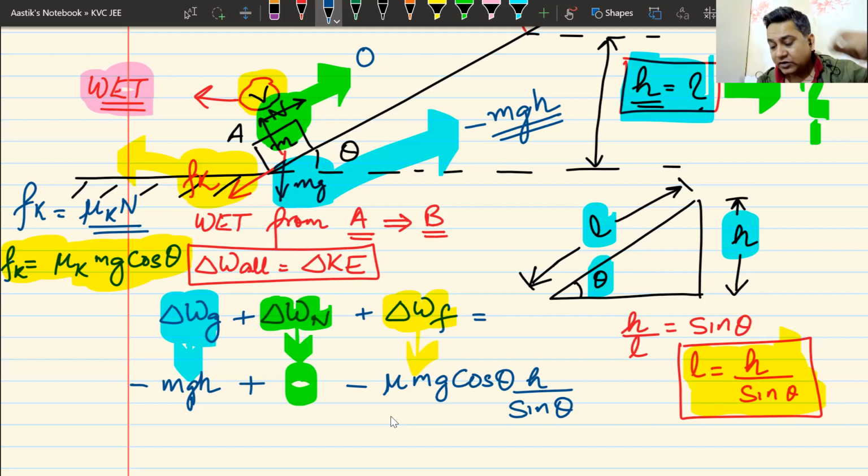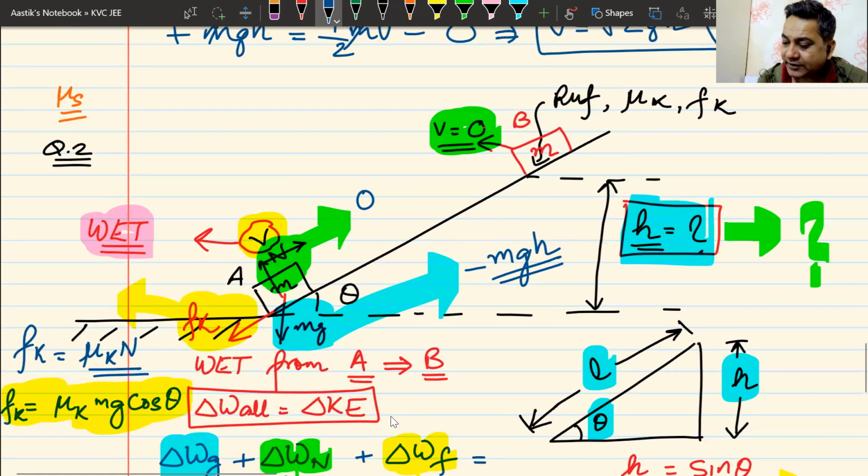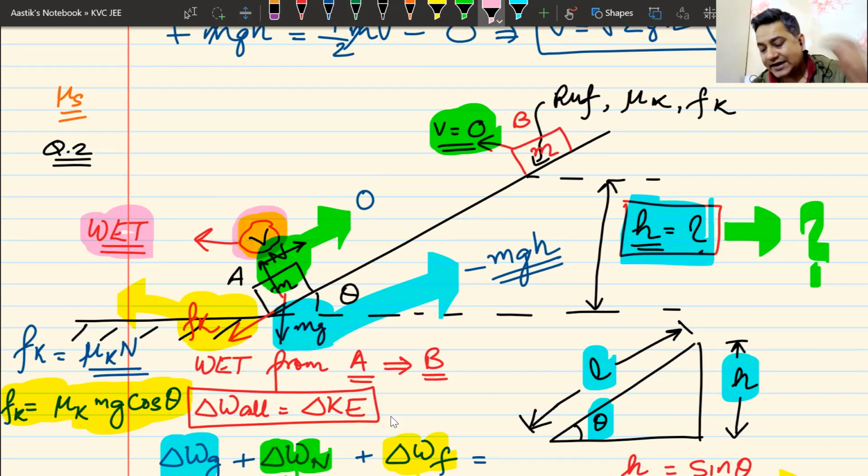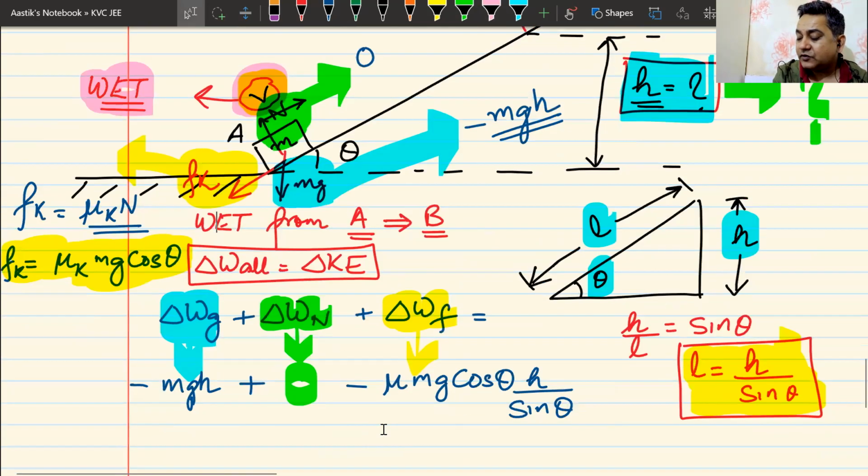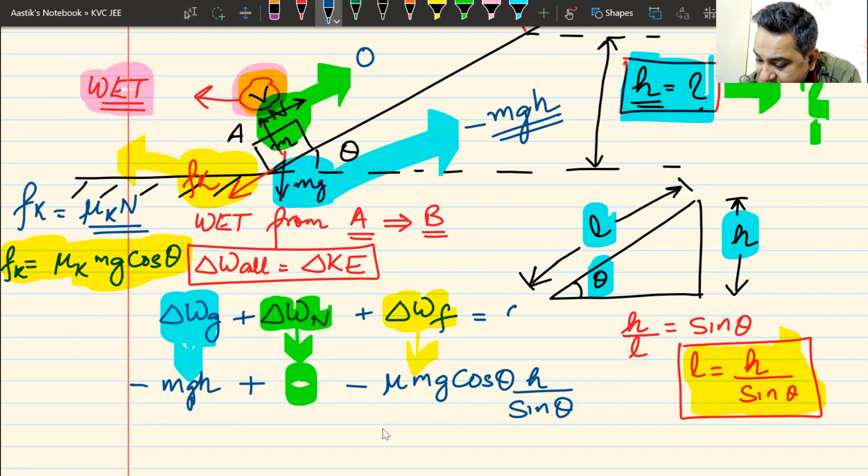That must be equal to change in kinetic energy. Now, change always means final minus initial. Look at the final. Final velocity is 0. So final kinetic energy is 0. Initial velocity is v. So initial kinetic energy is half mv squared. So I just write here, this must be equal to 0 final minus half mv squared.